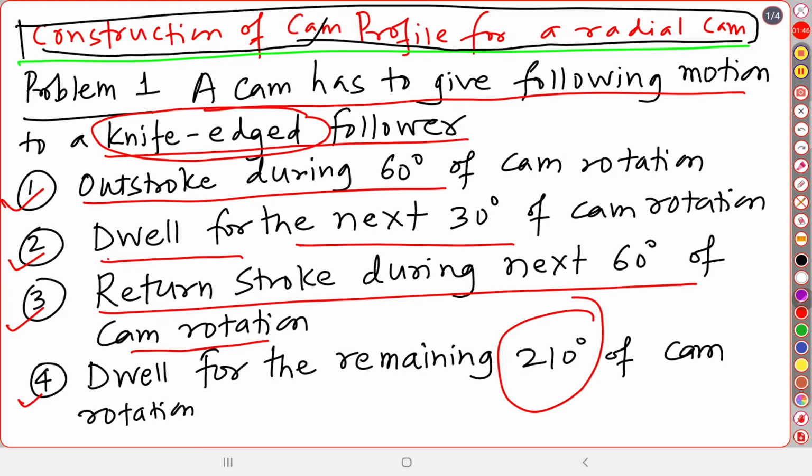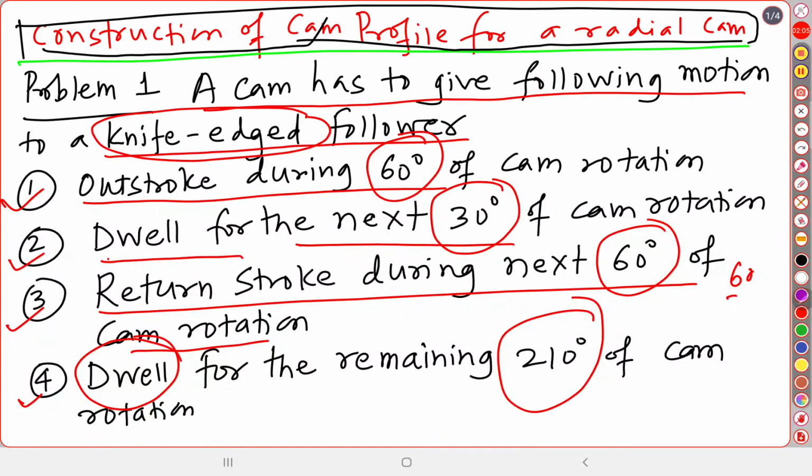So after seeing this data, we can see that outstroke is 60 degree. After that there is a dwell of 30 degree, then a return stroke of 60 degree, and after that a dwell of 210 degree. If we add these, 60 degree, 30 degree dwell, return stroke 60 degree, and again dwell 210 degree, the total comes to 360 degree. So this is the outstroke, this is the dwell, this is the return stroke, and again this is the dwell. In this way the total angle of rotation of the cam becomes 360 degree.